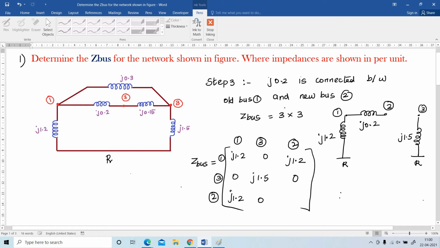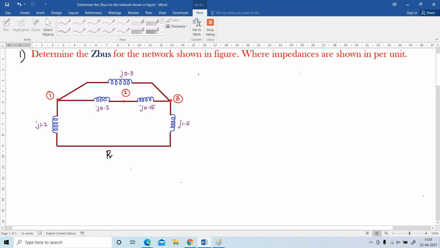And how to find out this Z22? Z22 equals the element connected between 1 and 2, that is J0.2, plus Z11, J1.2. This one is added, so ZB plus Z11 gives J1.4.